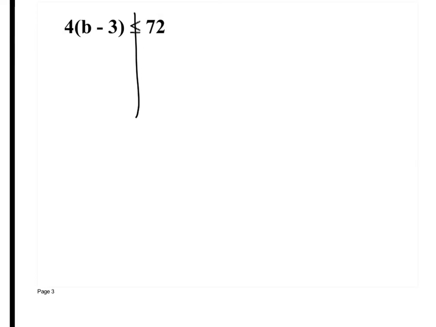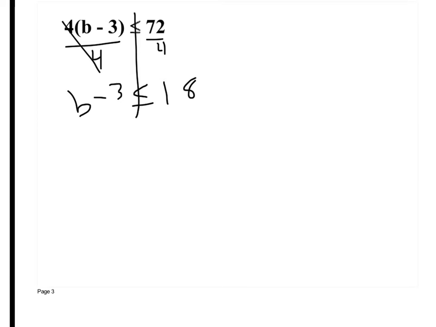4 times (b minus 3) is less than or equal to 72. Doesn't matter which way I do it. Okay, I find that dividing by 4 is easier than distributing 4 out. It's a couple less steps. So I have b minus 3 on the left. 72 divided by 4 is 18.